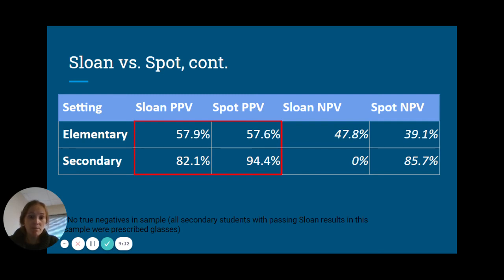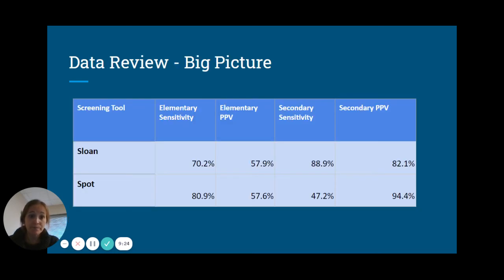But this number is problematic in a similar way to the specificity numbers because lots of students have true passes but aren't included in the sample because they don't see an eye doctor. There's a longer explanation for that in the slide notes if you're interested.